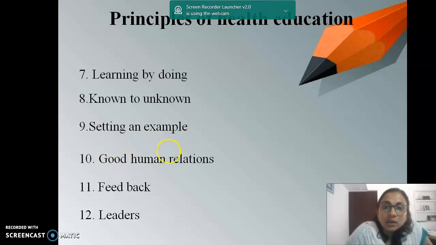Feedback. We know that health education is a two-way process. The sender or health educator is giving a message. The audience decodes that message, and the reply should be sent to the messenger. So always seek feedback from the audience. Whether it is a success or ineffective can be identified by the health educator. Then leaders. For good health education in the community, we always find out the influential community leaders existing in the community. Then health education will be effective. This is just a review of our topic.